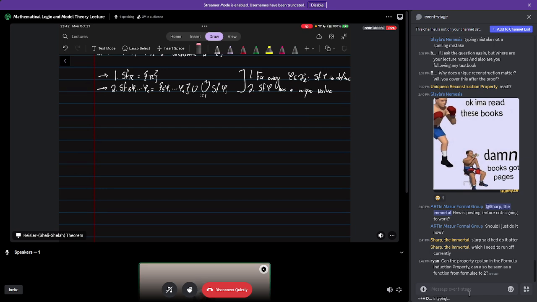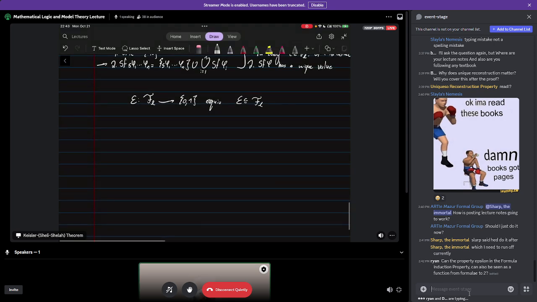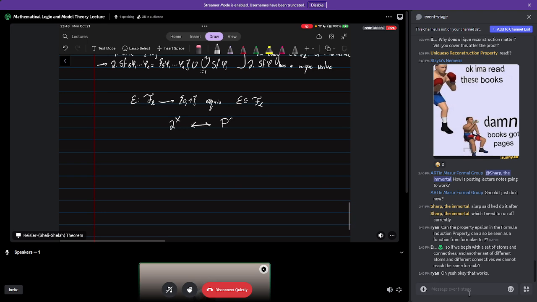So E can be seen as a function from formulas to 0, 1, but this is just equivalent to seeing it as a subset of F, of all the formulas, right? And this is sort of how you show, there is a bijection, a very, very canonical isomorphism between functions from 2^X and power sets of X.